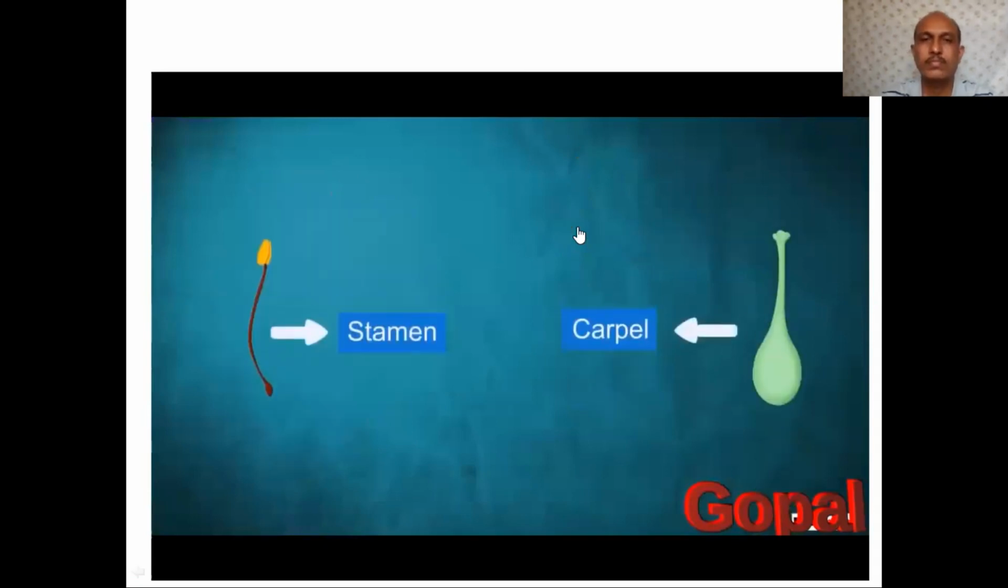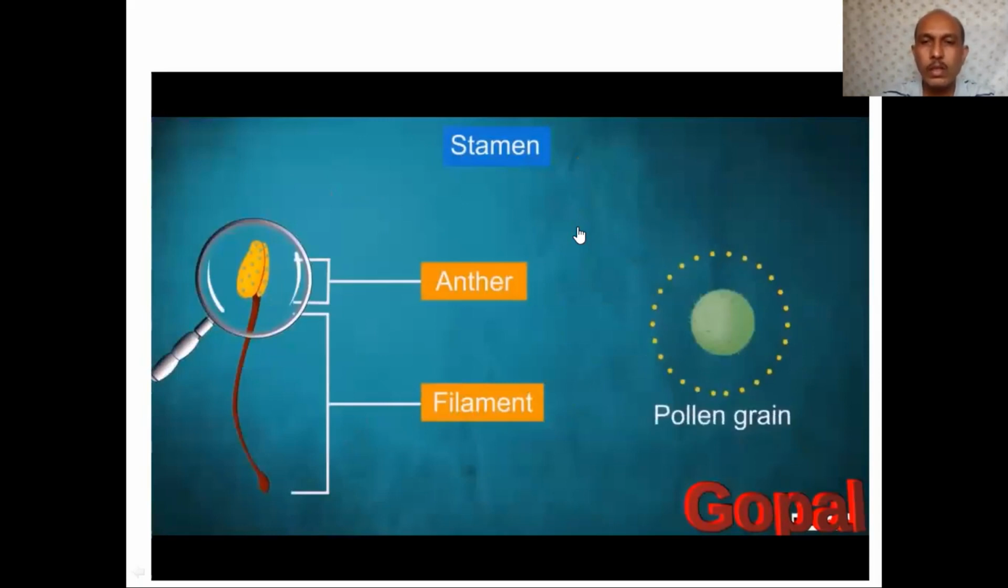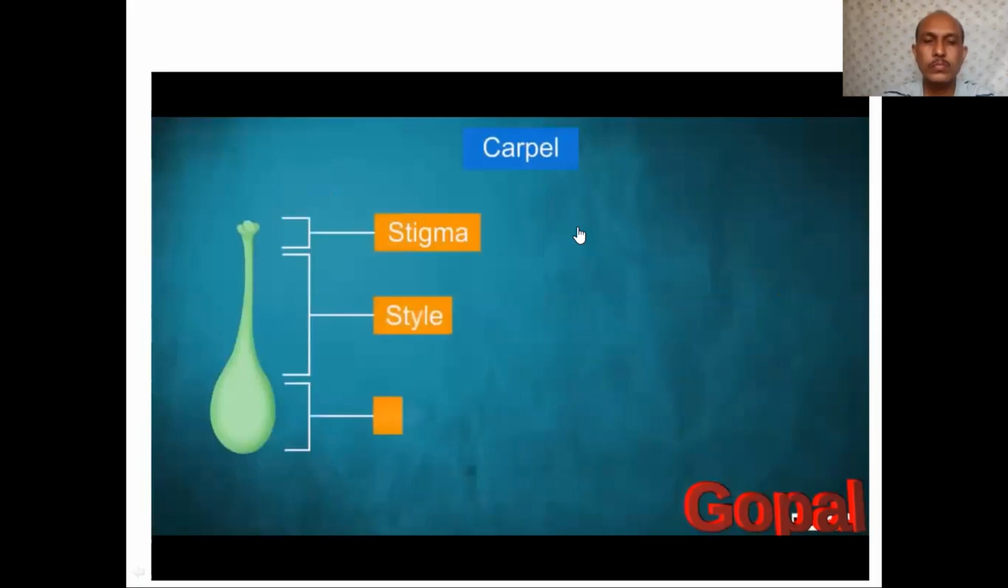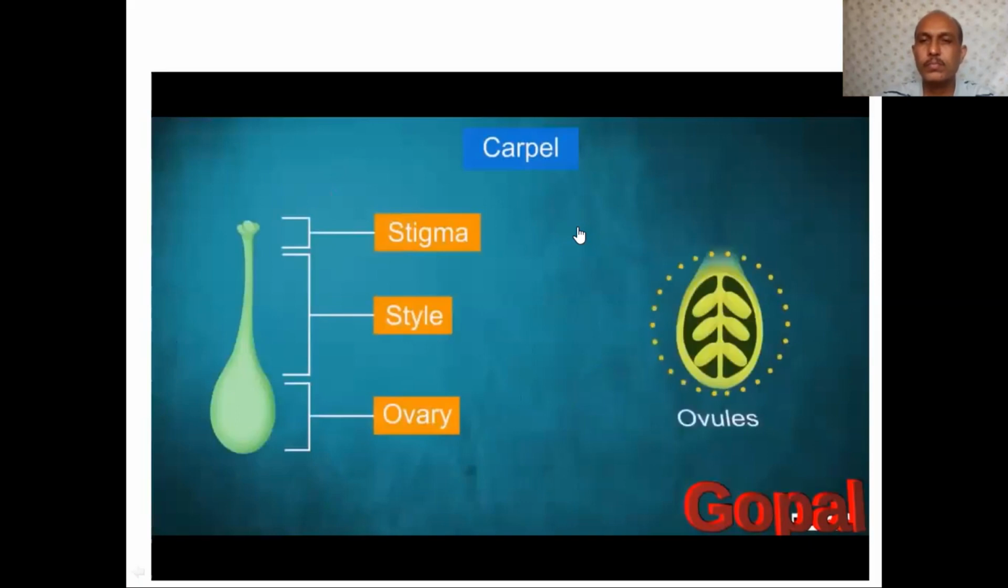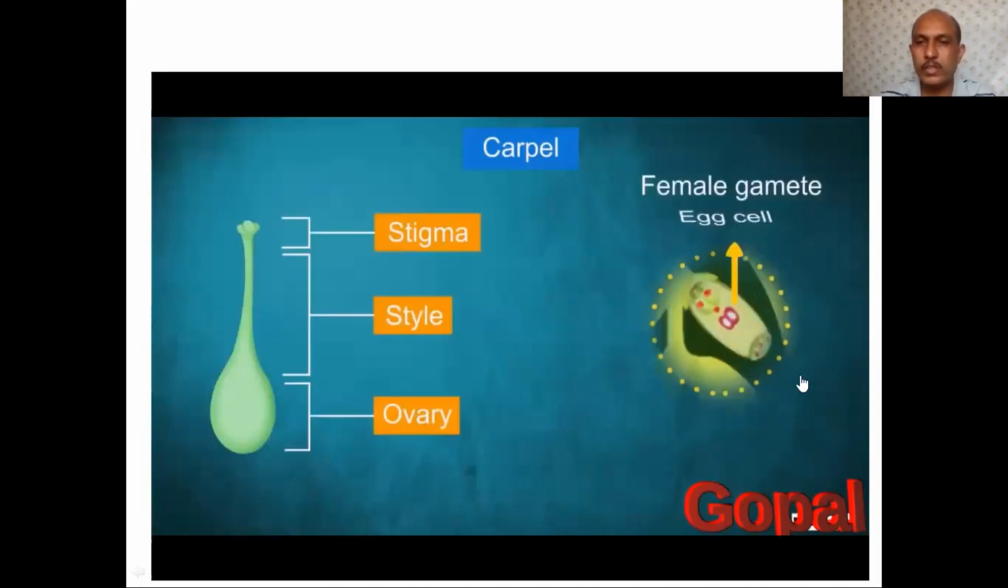A stamen is made of two main parts, anther and filament. The anther produces pollen grains. It is the pollen grain that contains the male gametes. Two male gametes. A carpel, on the other hand, is made up of three parts. The terminal part is called the stigma. The middle elongated part is the style, and the swollen bottom part is the ovary. Three parts. Inside the ovary, ovules are present. It is the ovule that has the female gamete called the egg cell.